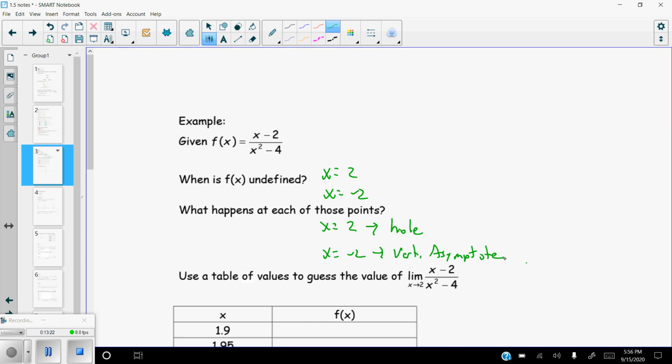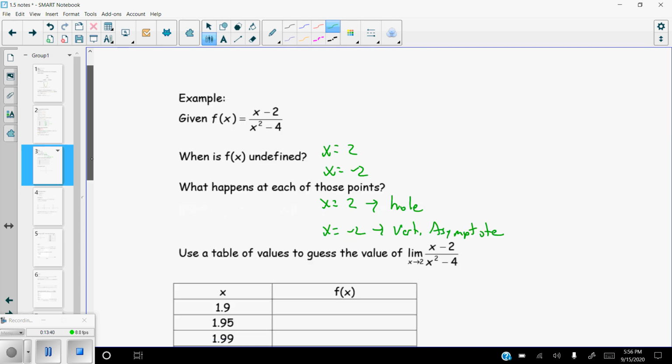All right, so in this case, we're going to use a table to figure out what the limit as x approaches 2 is. Now, we know that there's a hole in the graph there. So that means that there's no actual point. There's no y value there. But we're going to actually find that it does have a limit.